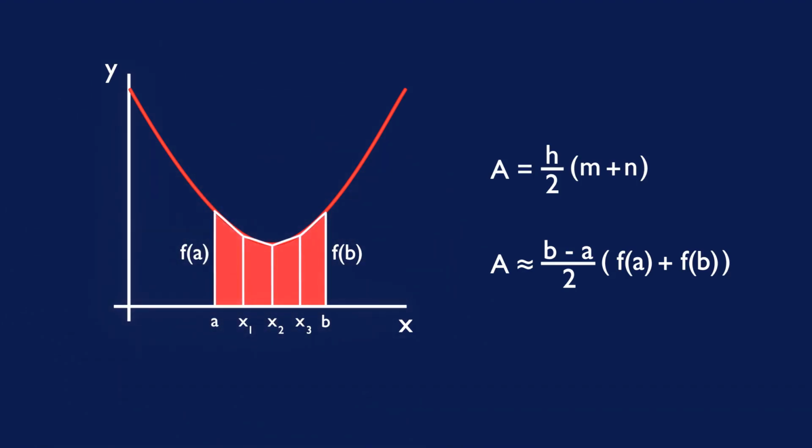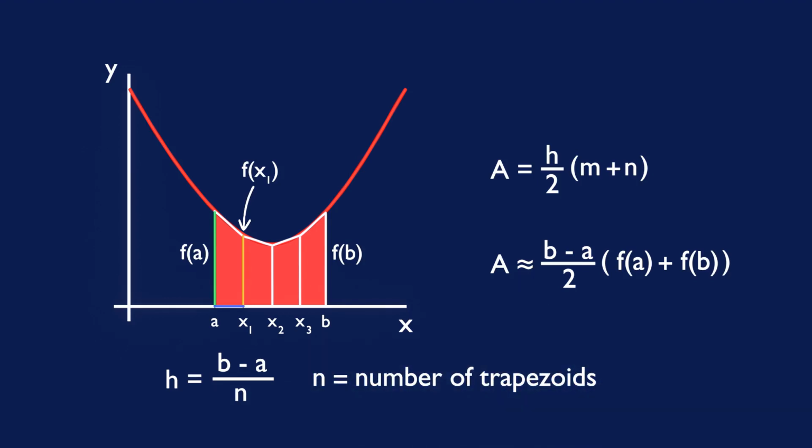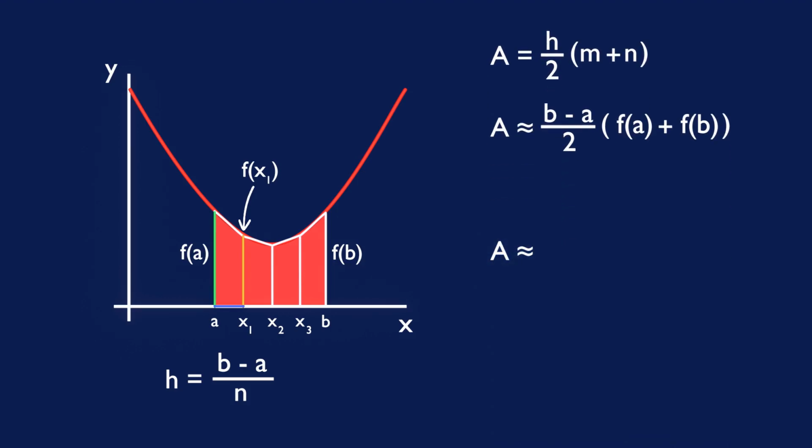Let's start with the first one. The length of the first parallel line is f of a, but the length of the second parallel line is f of x1. The last thing we need is the height or length from a to x1. We find this by calculating b minus a, and then dividing it by the amount of trapezoids that we have, which is 4. We will represent this value by n. So the formula for the area of the first trapezoid is h divided by 2 and multiplied with f of a plus f of x1.